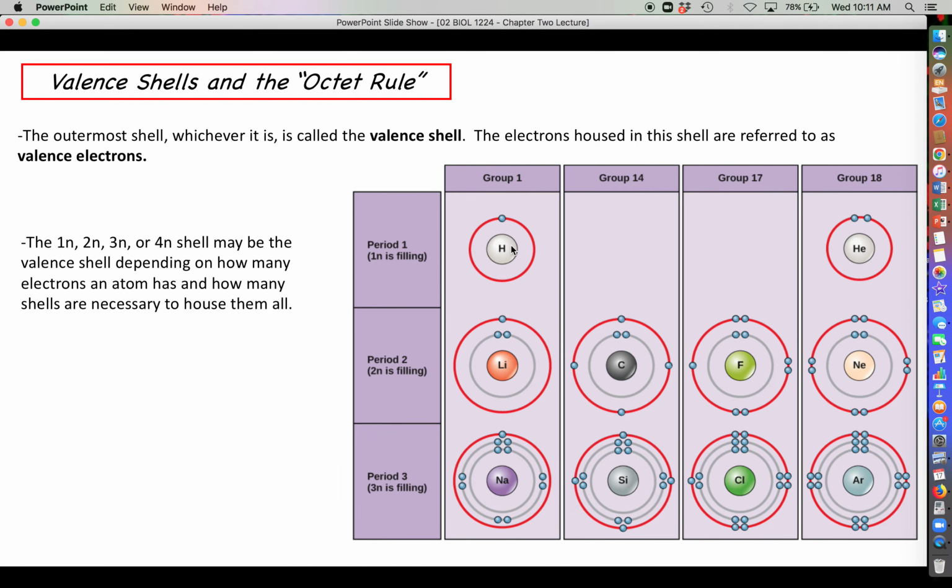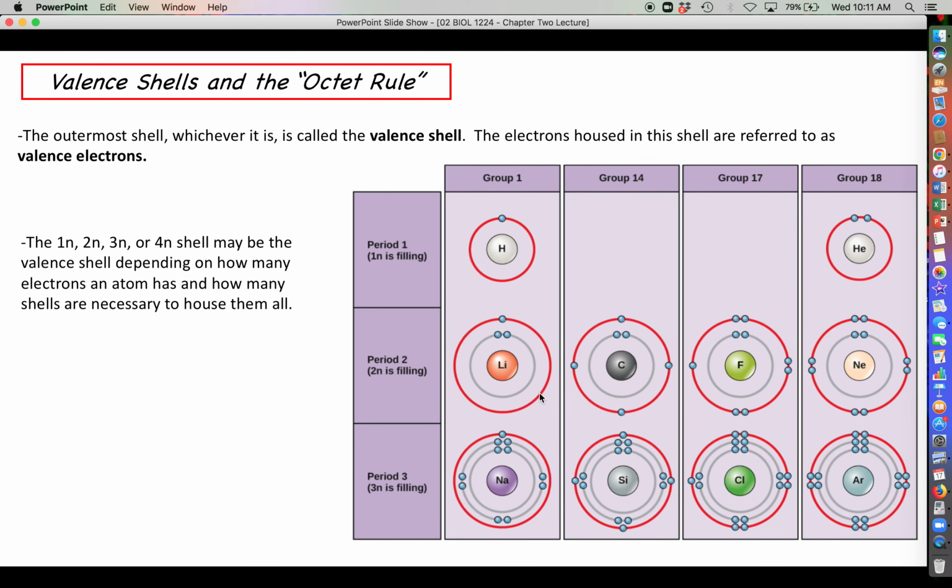So if you look at all these different elements here, we're looking at hydrogen, helium, lithium, carbon, fluorine, neon, sodium, silicon, chlorine, and argon. The energy level that is colored in red is the valence energy level. It's the valence shell. For hydrogen and helium, because the first energy level is the only energy level, that makes it the valence shell. Hydrogen here has 1 valence electron because that's the only electron it has. Helium has 2 valence electrons because it does not need a second energy level.